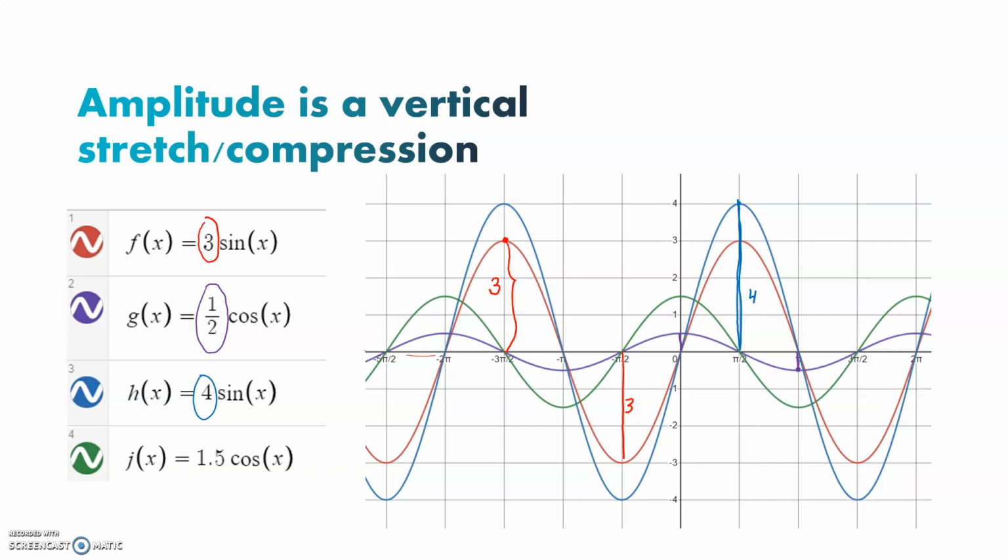And then for the j function, the amplitude would be 1.5. It's a vertical stretch of 1.5. I don't know why I said 1/2. So here's the stretch of 1.5. There's our amplitude.